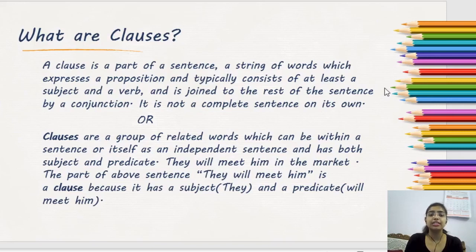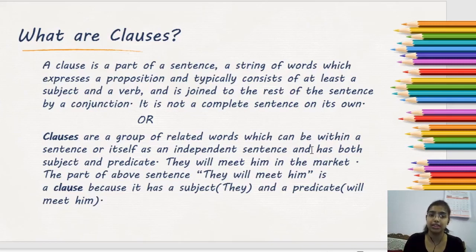a verb. The next definition reads, clauses are a group of related words which can be within a sentence or itself as an independent sentence and has both subject and predicate. They will meet him in the market. Here they are going to give us an example that they will meet him in the market. The part they is referring to the subject of the sentence, whereas will meet him in the market is the predicate. The word meet is referring to the verb of the sentence. Therefore, it satisfies the condition of being a clause.